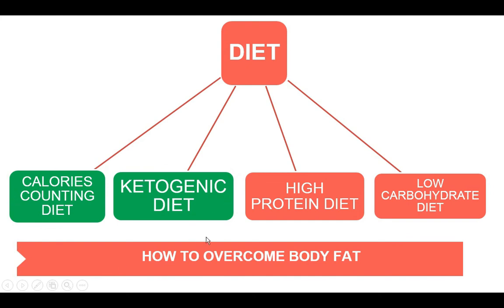While ketogenic is a diet which is very high in fat, adequate in protein, and low in carbohydrates, especially complex carbohydrates. While in a high protein diet, 20% of daily meals consist of protein, and a low carbohydrate diet is a limitation of high carbohydrate foods, especially complex carbohydrates.